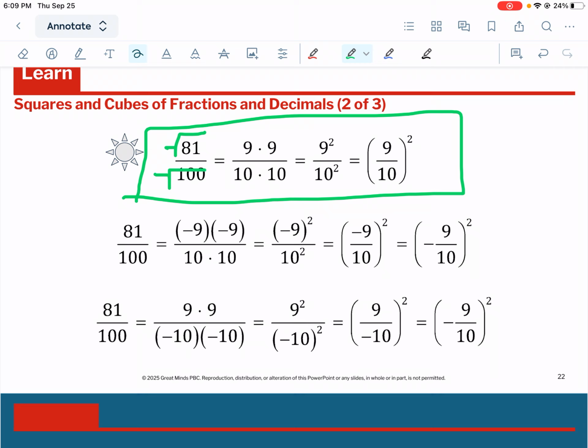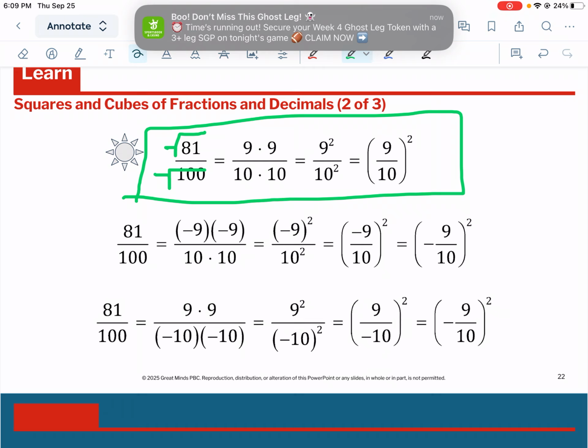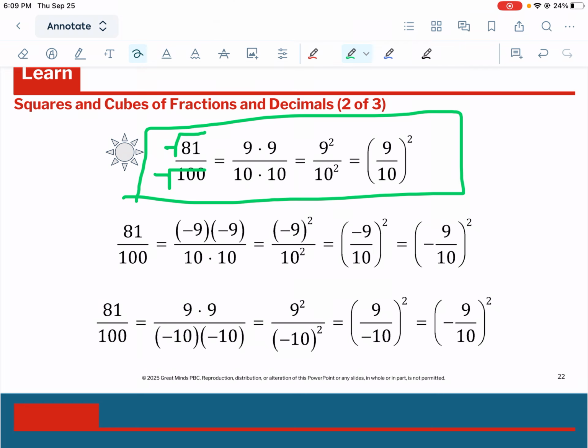Anytime you have a fraction, you'll have to square root or cube root those numbers individually, but then make sure you keep them as a fraction. Okay? You cannot square root the whole fraction. It doesn't make sense in your own mind. So take the square root of 81, which is 9, and then take the square root of 100, which is 10. That gives you 9 over 10.